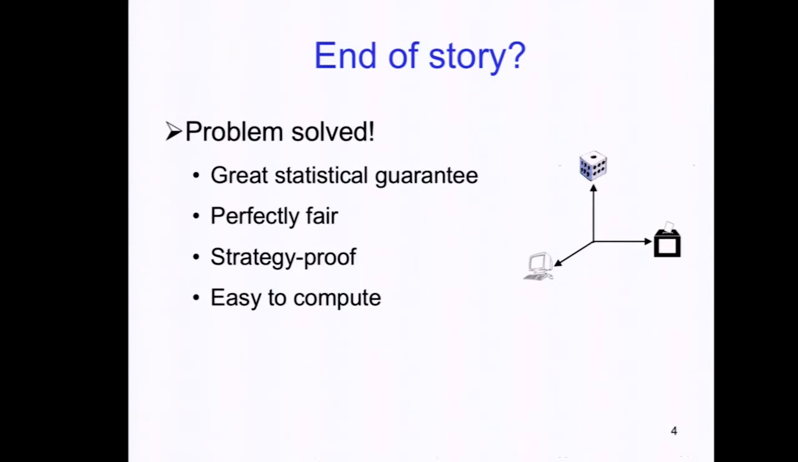Just think about it. There's no incentive to lie. If you truly think that Obama is the winner, voting for McCain will just decrease the chance that Obama is going to win. Okay? So perfectly fair. And it's very easy to compute, right? Just a head count. Majority, how hard is it to compute?